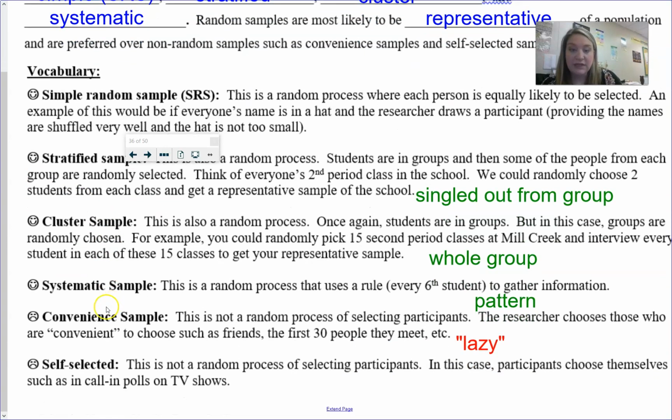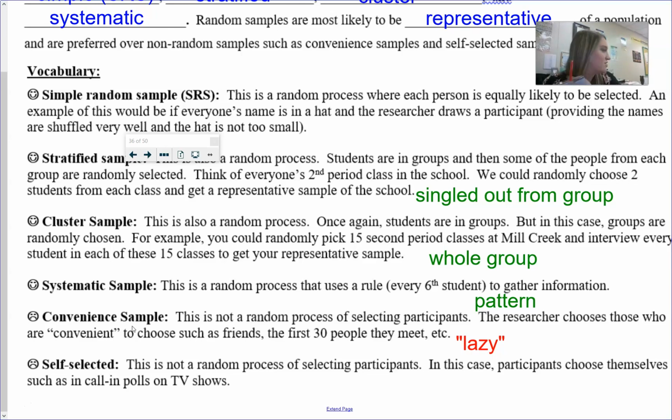All right. And then we have our 2 that are not going to be random. They're not going to represent. These are called, that's why they have sad faces, convenience and self-selected. And sadly enough, you're going to notice all the surveys you can think of that actually happen are one of these samples. So convenient sample. It's not random. You're just choosing people who are convenient to choose from, like my friends, or the first 30 people that walk into my classroom. It's considered the lazy method.